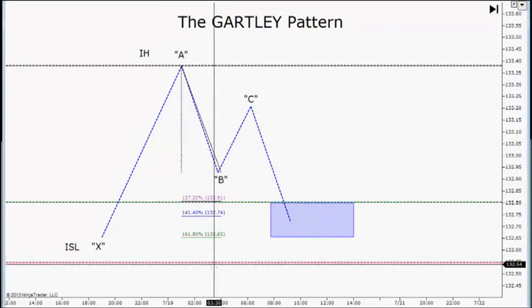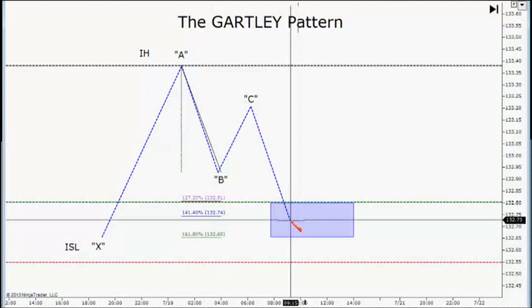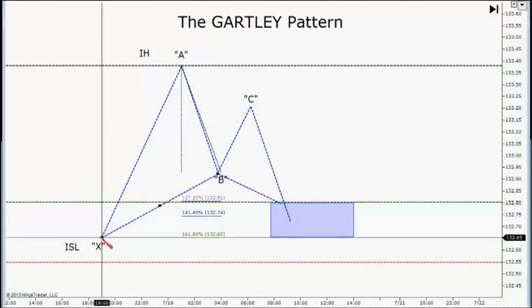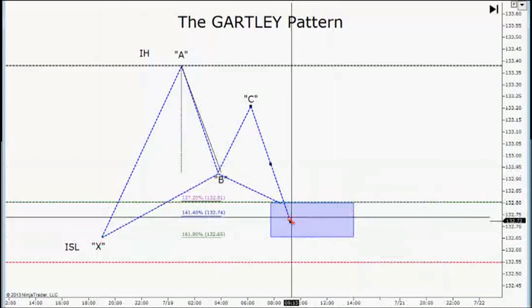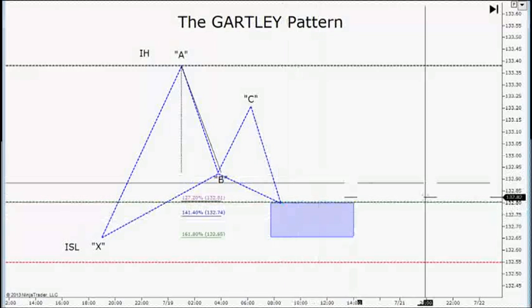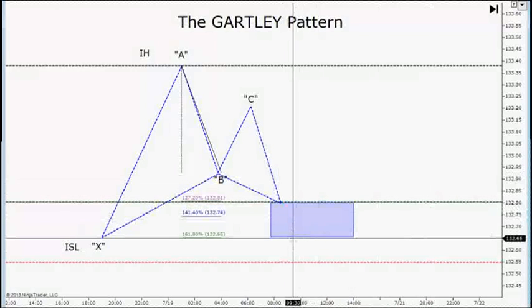And my stop is going to be down here below X. And it's going to look something like this. This is what the pattern looks like when it's completed. Okay, questions on the rules? Questions on where stops go?